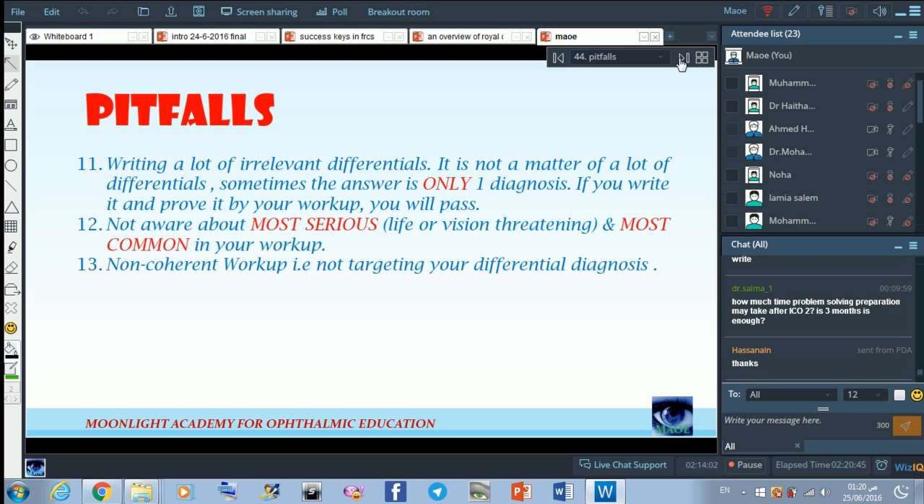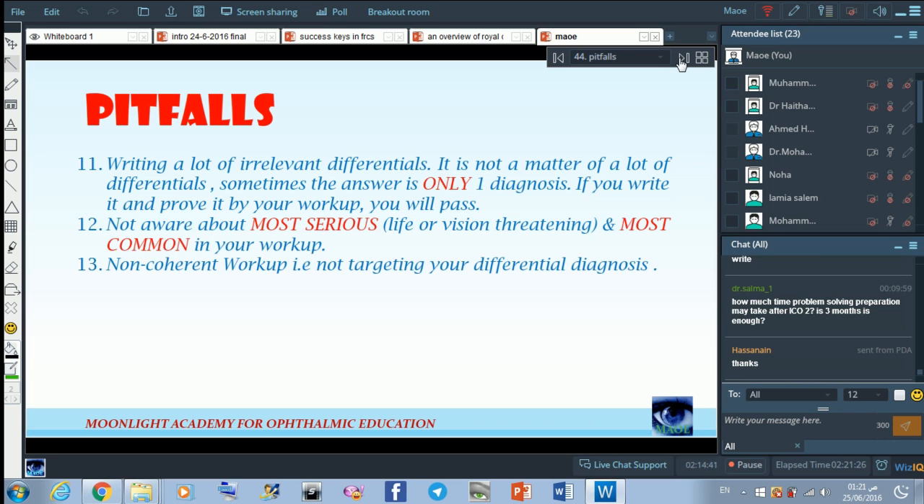For example, in the differential diagnosis of papilledema you write brain space occupying lesion, then idiopathic intracranial hypertension. Okay, this is in the differential. This is only what you write in the differential. And then in your workup you write, I will measure the blood pressure of the patient. Why do you do this? Of course you do this because one of the differentials is malignant hypertension. But sir, you didn't write this in your differentials. So you must have a coherent workup.